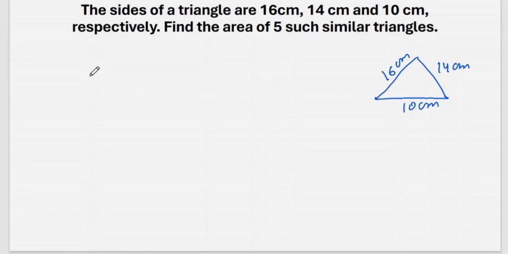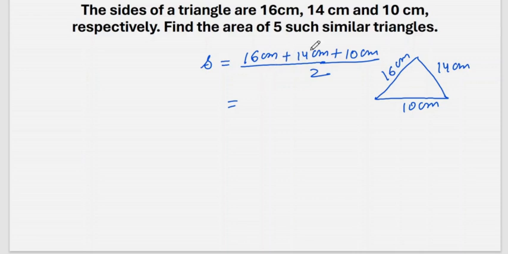Okay. For finding the Heron's formula, what is the first step? The first step was to find the semi-perimeter. Semi-perimeter was denoted by S and it was sum of the length of the boundaries of the triangle divided by 2. So what is the sum of the length of the boundary? Let me add them. 16 centimeter plus 14 centimeter plus 10 centimeter divided by 2. So it is 30 plus 10, 40 by 2, that is 20 centimeter. So you have got the value of S as 20 centimeter.